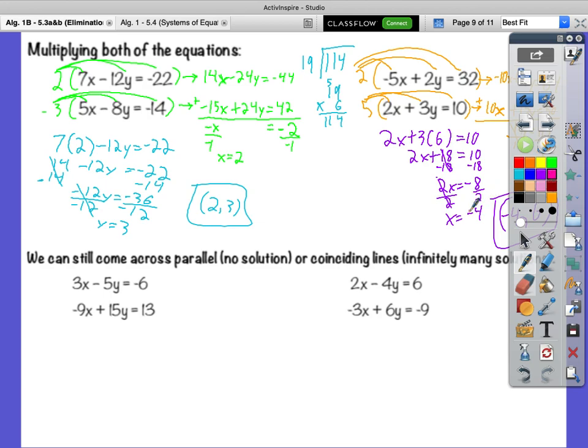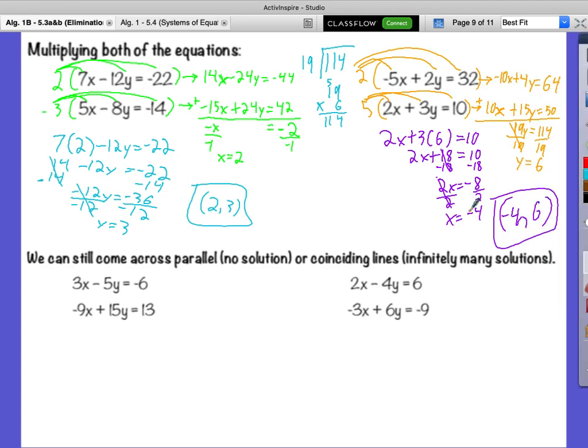So we can still come across parallel, which is no solution, and coinciding, which are infinitely many solutions, okay? We can still come across those, just like we did with graphing, and we came across them with substitution. So we're going to work out these problems. Now, if we are betting people, do you think we're going to have one of each or two of one of them? Probably one of each.